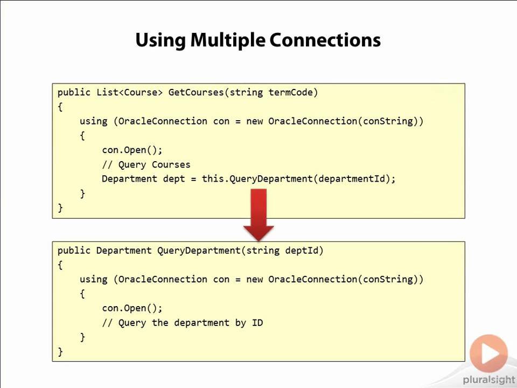So from a connection pooling perspective, now we have one logical operation in our application that is using two different connections from the connection pool in order to complete. So if we had a lot of code like this, our connection pool would seem to be much busier than it really should be, because each time this is happening, we're using two connections rather than just one.